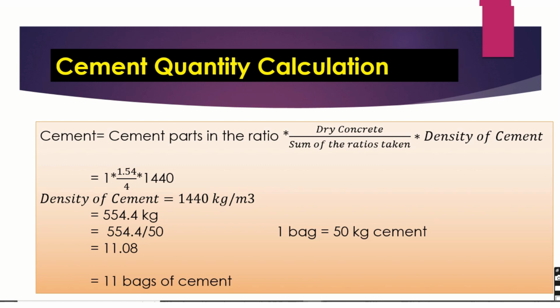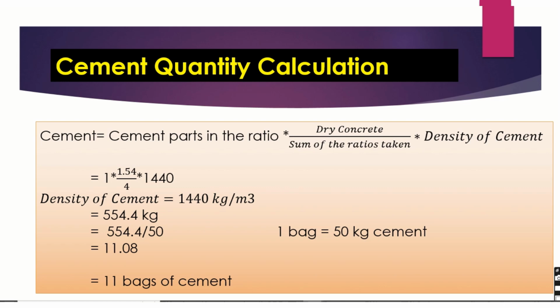554.4 kg of cement. And as you know, in one bag of cement there is 50 kg of cement. So we'll divide this 554.4 by 50 kg so that we get the cement in bag quantity. After dividing we'll get 11.08. So 11 bags of cement are required, meaning for 1 meter cube of concrete we require 11 bags of cement.